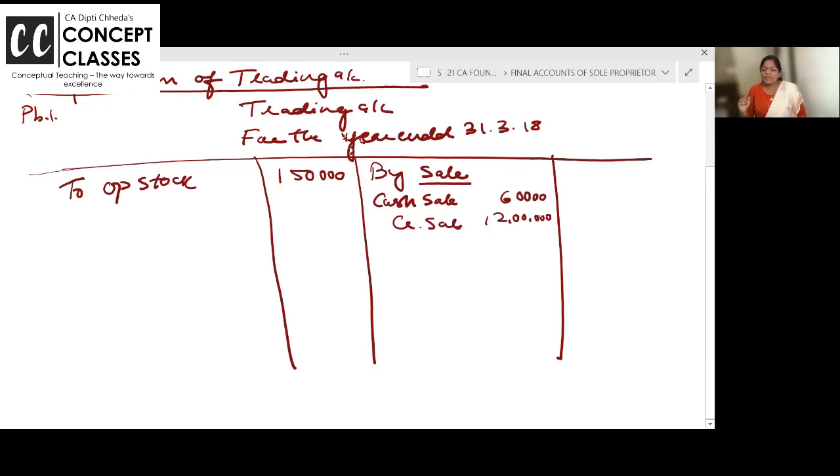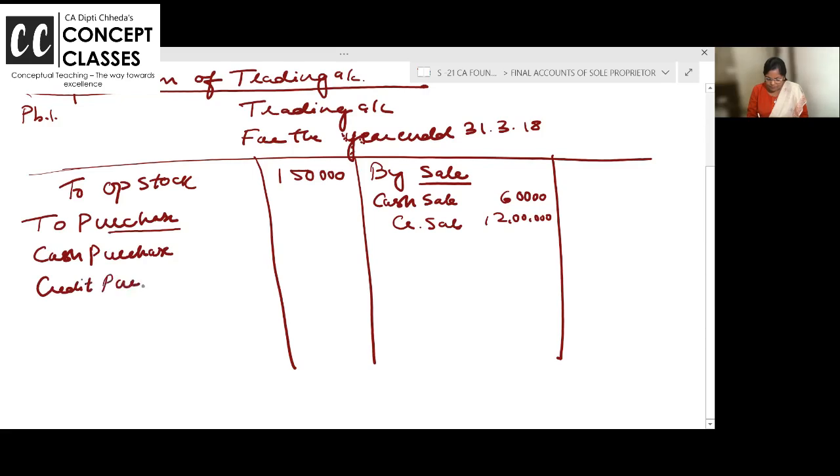Next, you have return outward. Are you able to park properly according to the format? Return outward is purchase return. So we will write here purchases. Leave space for both cash and credit purchase. Cash purchase. Purchase return. Purchase return is how much? 10,000. Just park the place, because figures are there for purchase and then you'll minus the return.